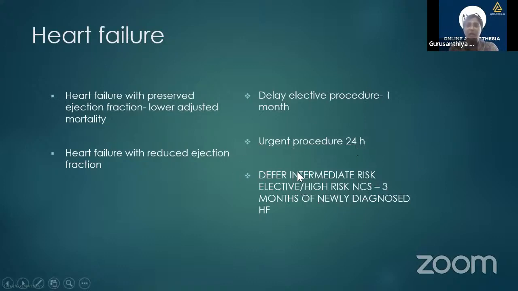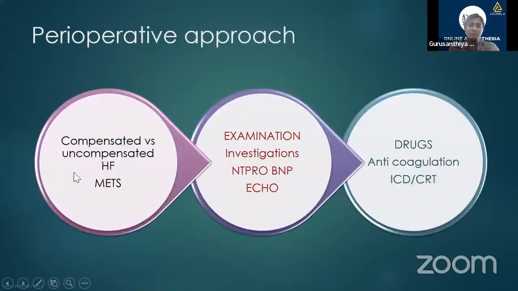And any elective high cardiac risk surgery, you have to defer it for at least 3 months in newly diagnosed heart failure patients. In these heart failure patients, the perioperative goal is to find out whether they are compensated or uncompensated. You can very well find this out from the history and the examination, and how is the effort tolerance of the patient. In the examination, you look for pulmonary rales, chest congestion, S3 gallop, elevated JVP, pedal edema, and in the history, you look for anything like shortness of breath, cough, paroxysmal nocturnal dyspnea, and so on.